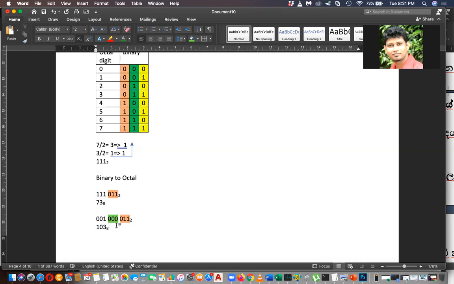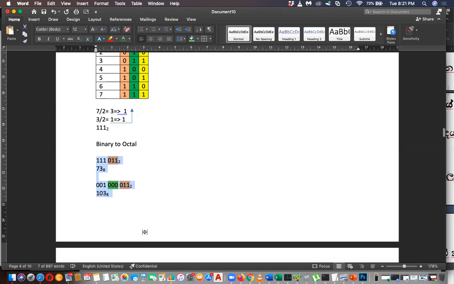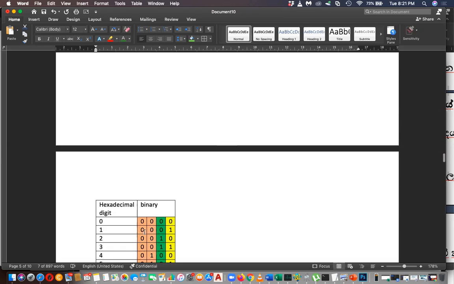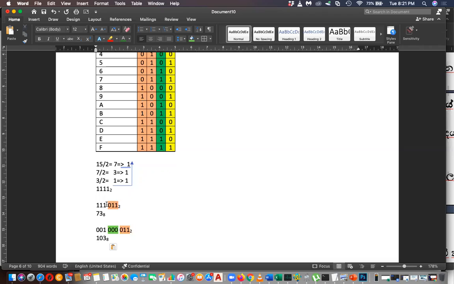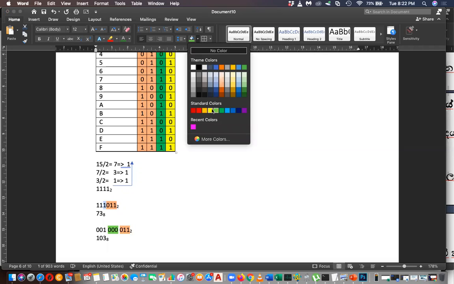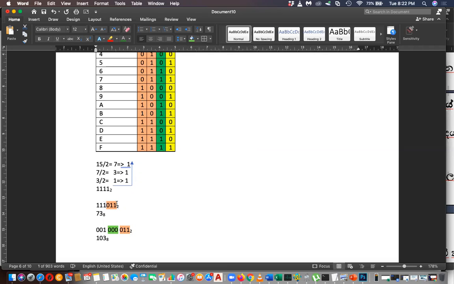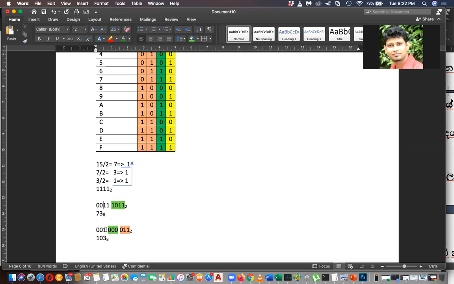Similar to this, you can write hexadecimals. If you have this table and you have binaries, divide into 4 by 4. Take 4. Let's highlight this 4. And the next 4 is with double zeros.